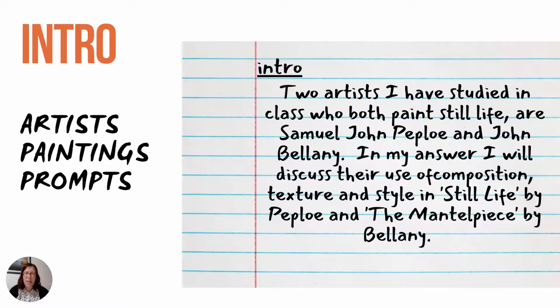I'm trying to include the names of my artists, the names of the paintings, and I'm referring back to the question by mentioning the prompt words. Two artists I have studied in class who both paint still life are Samuel John Peploe and John Bellamy. In my answer, I'll discuss their use of composition, texture and style in "Still Life" by Peploe and "The Mantelpiece" by Bellamy. Remember to give your titles capital letters and name them by using the quotation marks.